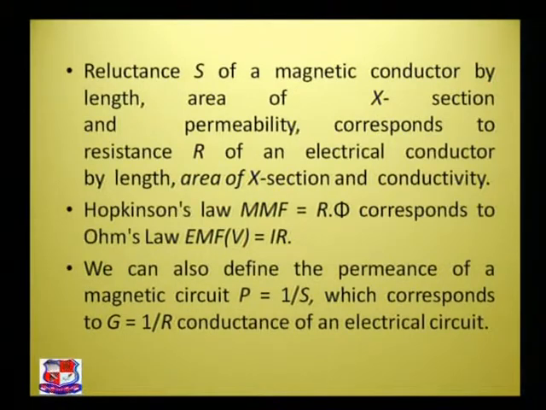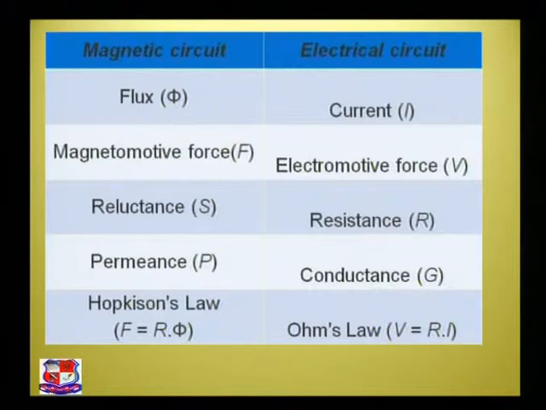Next, we can also define the permeance of a magnetic circuit, that is we can denote it by P, that is inversely proportional to reluctance. P is given as 1 by S, which corresponds to the conductance, that is 1 by R of an electric circuit. So if the question is asked for 3 or 4 marks, if time is not there, you can draw in this table form. But if it is asked for higher marks, you have to write showing the relationship or the analogy between electric circuit and magnetic circuit.